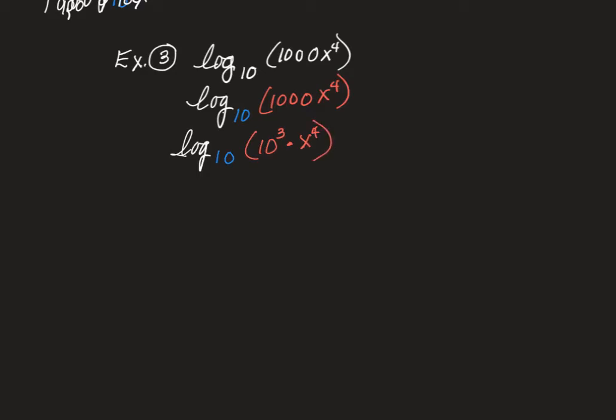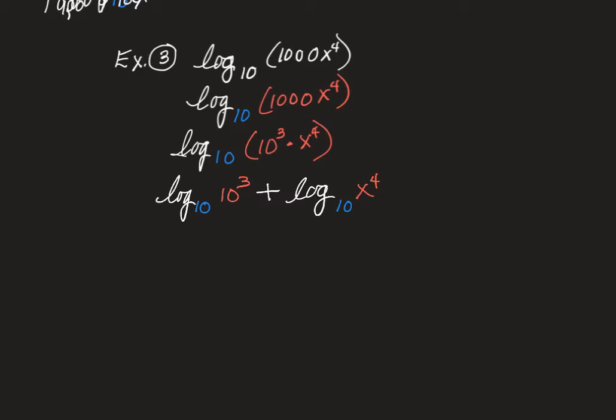So we have a product there. We do not have the same exponent on each of those factors of the product, so we can't apply the power rule yet. Instead, we have to apply the product rule first. So we have log base 10 of 10 cubed. The product rule says if there's a product inside of the log, then you re-express it as the sum of 2 logs. So log base 10 of x to the 4th is added to log base 10 of 10 cubed.